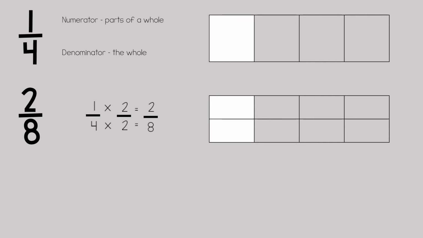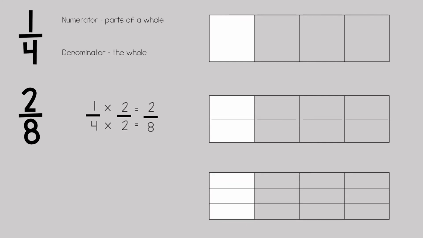Similarly, if I want to create another equivalent fraction to 1/4, I can break up 1/4 into 3 groups. When I do that, my equivalent fraction is 3/12 because 3 of the pieces are shaded out of the 12. Mathematically, it is represented as 1/4 times 1 whole, which is represented as 3/3, equals 3/12.